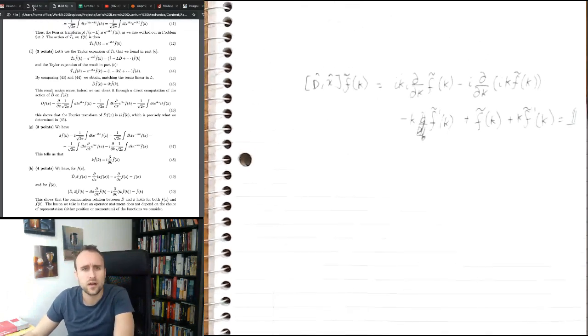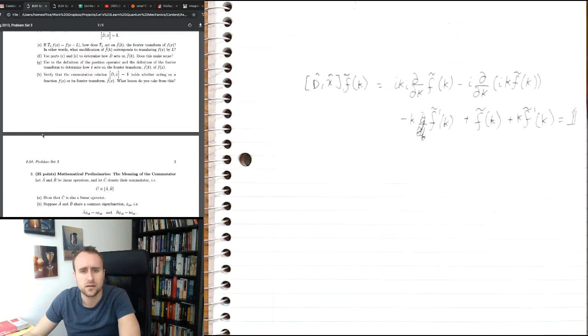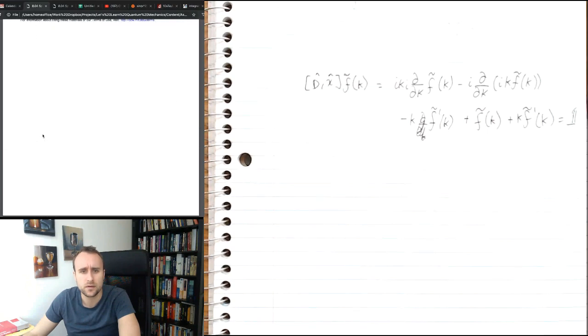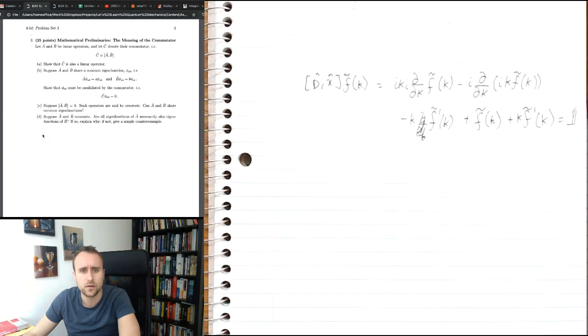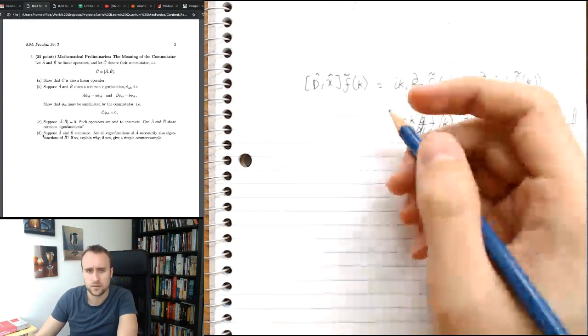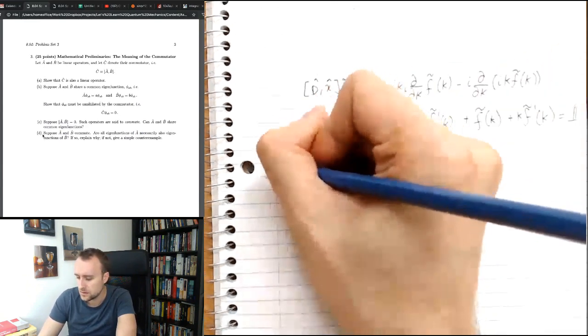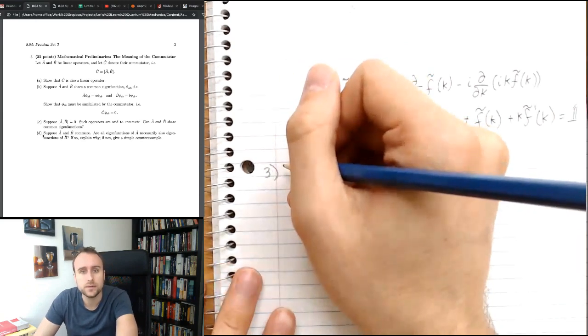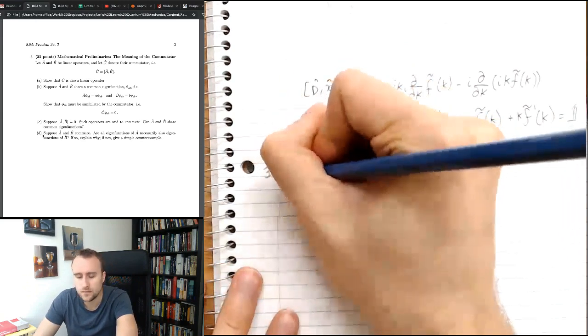All right, let's try... any more problems do we have? This goes up to 4. All right, halfway through, yeesh. All right, 3a.